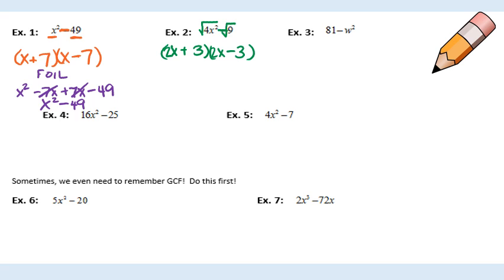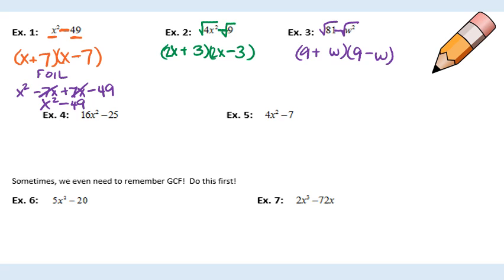Notice the order on example 3. Even though it's not in standard form, we can still use difference of squares. Set up your two parentheses. We have a difference. We can square root both sides. Square root of 81 is 9. Square root of w squared is w. Opposite signs, plus and minus.